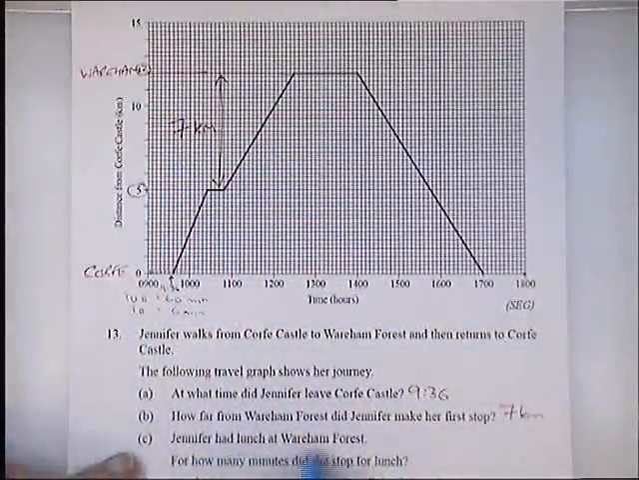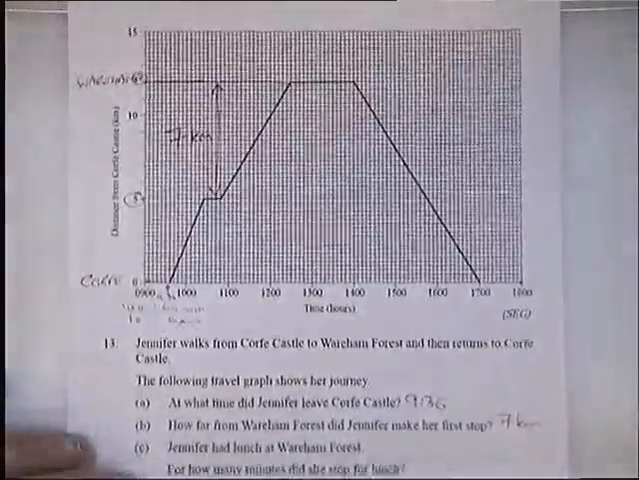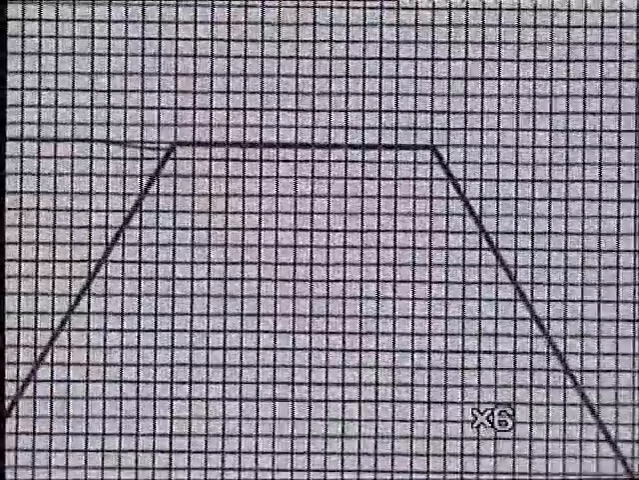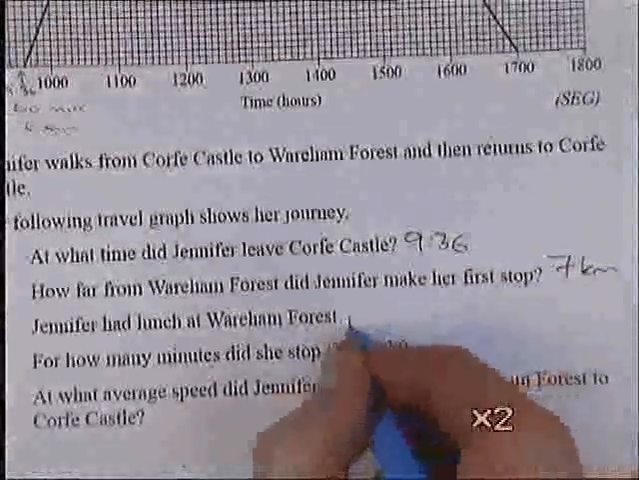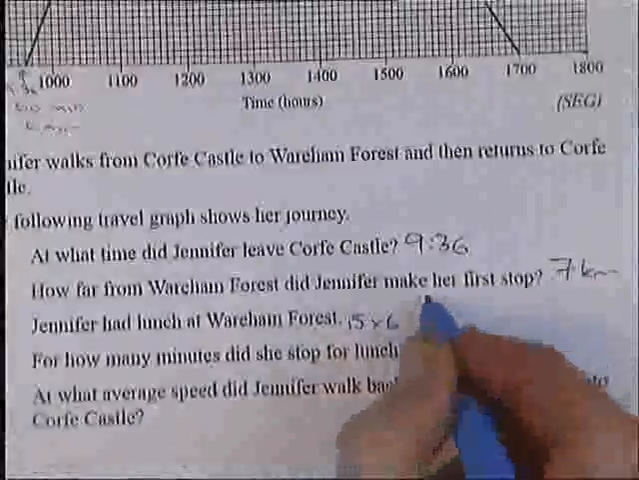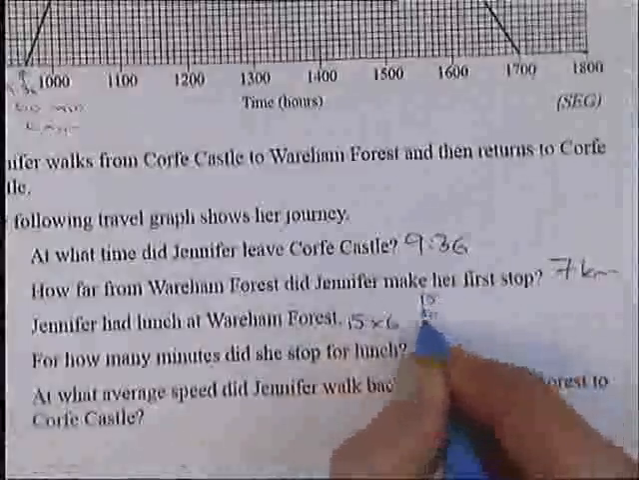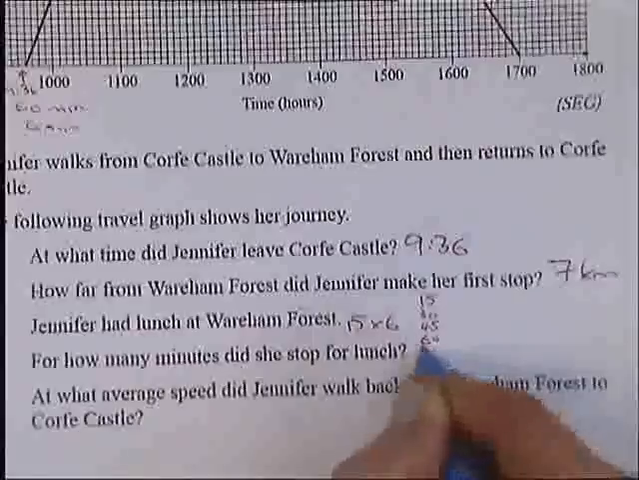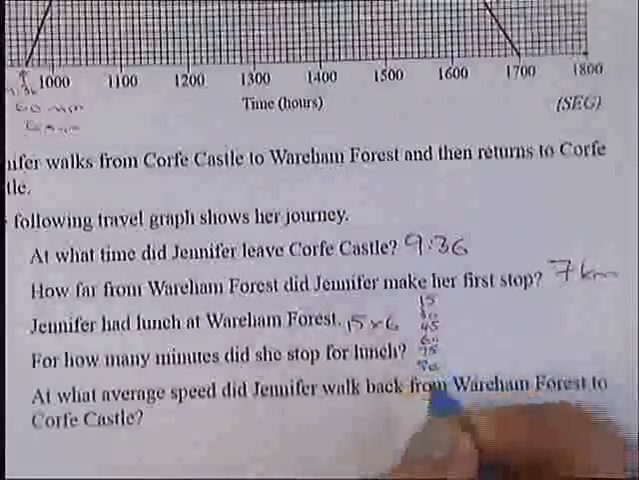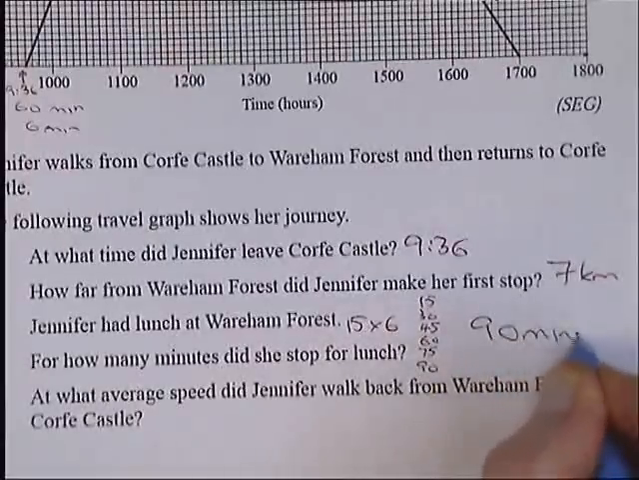Part C. Jennifer had a lunch at Wareham Forest. How many minutes did she stop for lunch? Well, we've already worked out that each square is worth 6 minutes. And here I have 15 squares. So it is 15 lots of 6 minutes. 1 15 is 15, 2 15s are 30, keep adding 15s, 3 15s, 4 15s, 5 15s, 6 15s is 90, so 90 minutes.